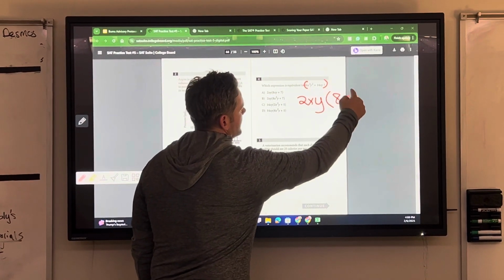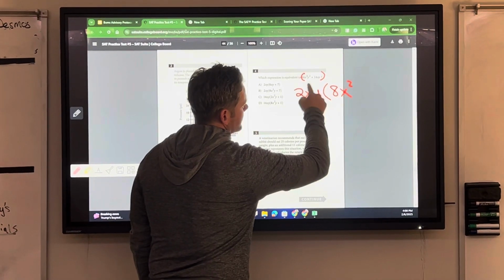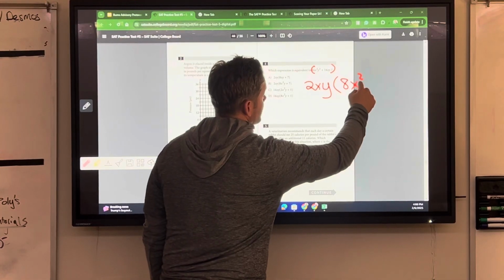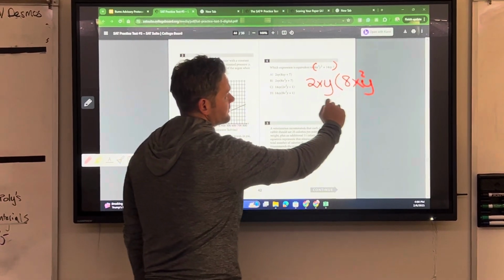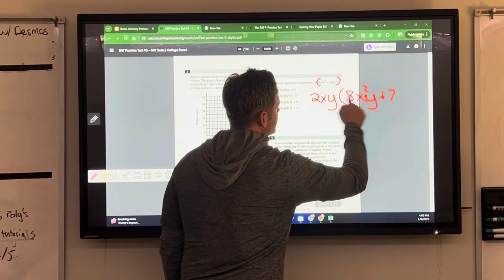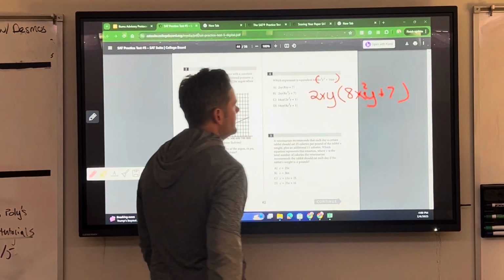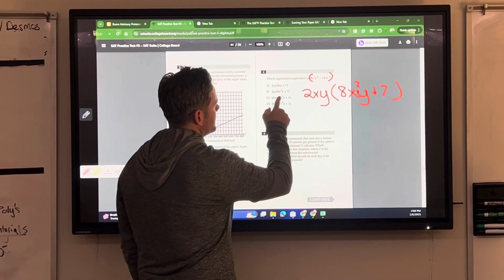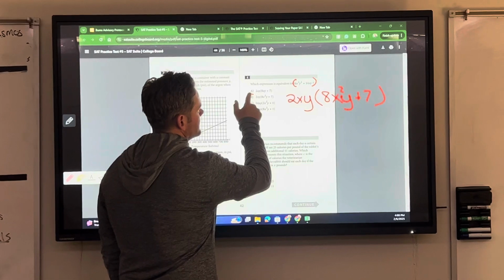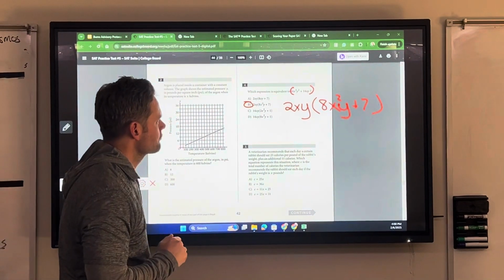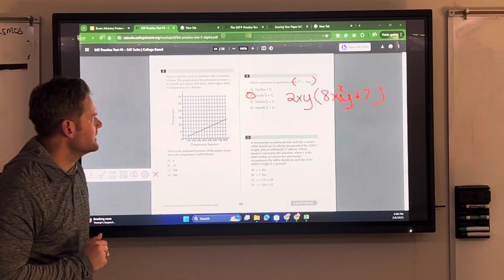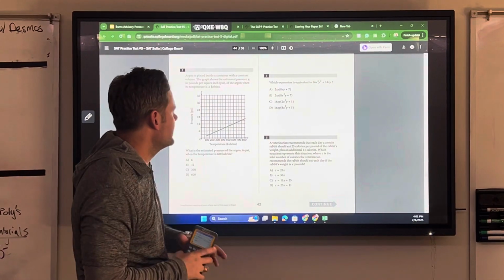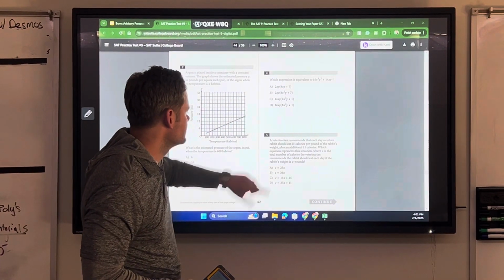That's going to leave me 8x squared, right? I took out 1 x. Y goes away, right? Because I took it, or no, sorry, I have 1 y. It was y squared, so I have 1 y in the first term, plus 7, and then the x and the y both go away. So I'm looking for 2xy times 8x squared y plus 7. 2xy, 8x squared y plus 7. Right? All right, so answer is B. That's 4 B's in a row. Crazy. Don't let that get in your mind. I had a couple students who started thinking about that.